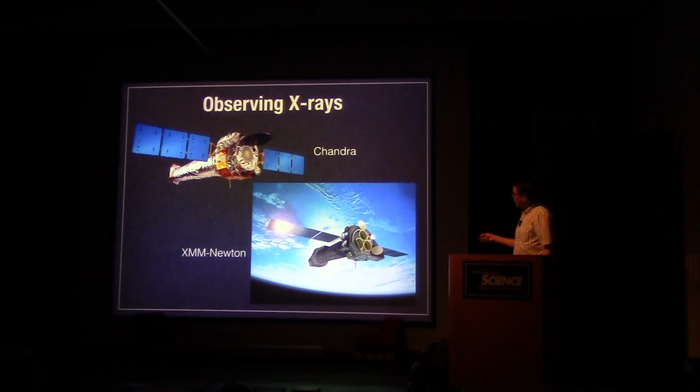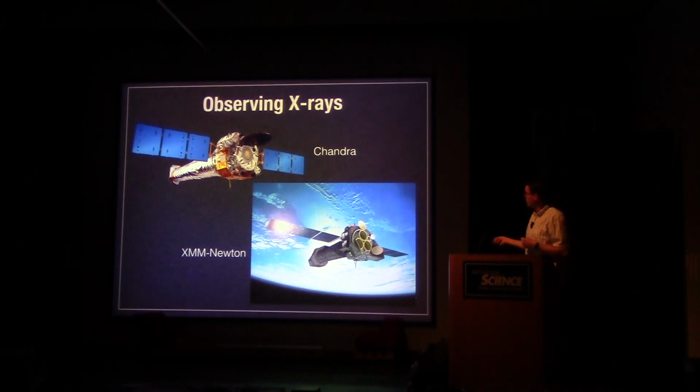Chandra has its mirrors up here and the detectors down here. These are, of course, the solar panels. It has extremely good accuracy in terms of its imaging capabilities. It can take images with a resolution of 1 arcsecond, right? So as good as you can get from optical imaging from the ground.